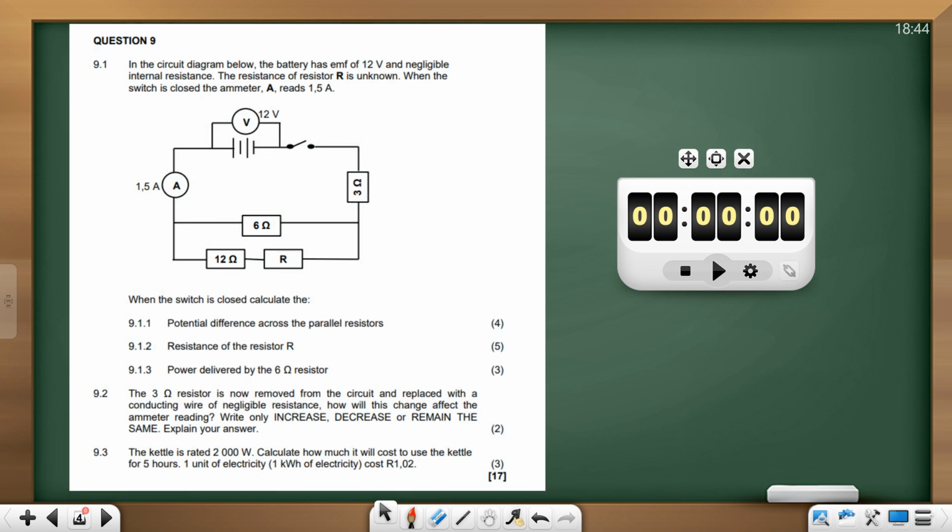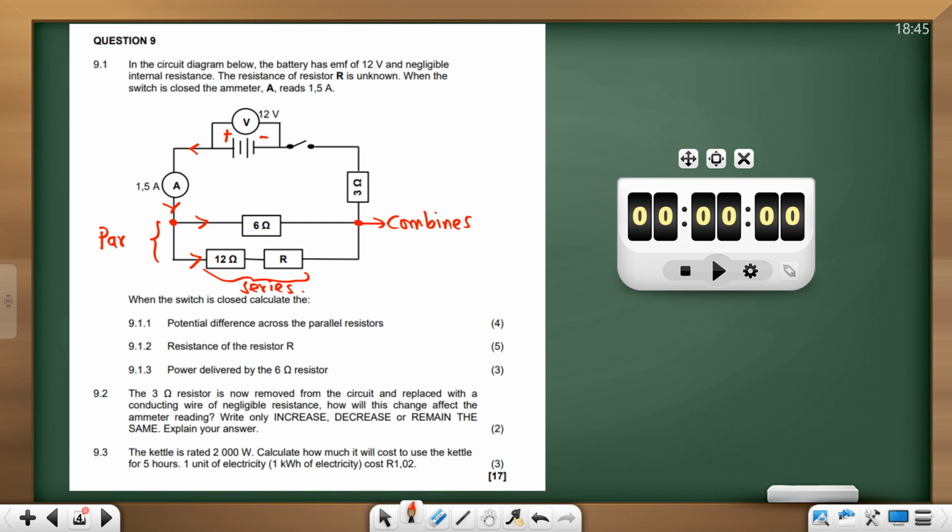Now, I get the direction. Current would flow from the positive to the what? Negative, right? So current is going this way. Now, when current gets here, what happens? It's going to divide. Every time current divides, we talk about parallel. But what I have here is what? Series. Current gets here, divides, one portion goes here, one goes here. But when it gets here, what happens? It combines.